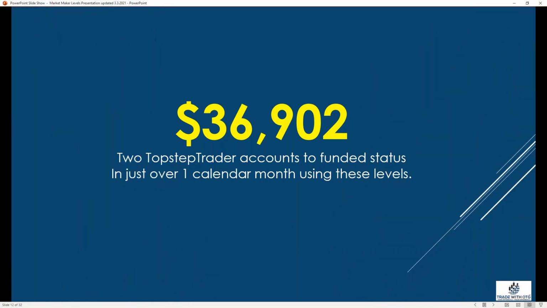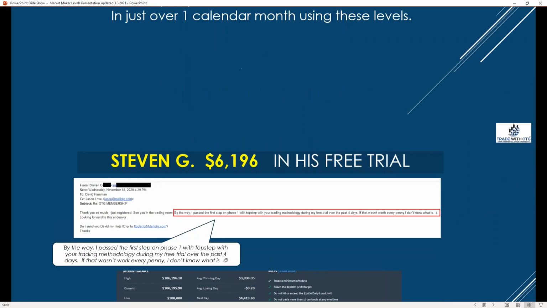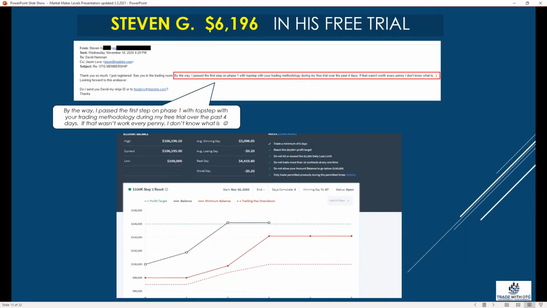All right, so what I just showed you here in terms of profit in 2 Top Step Trader accounts, the 50K account and the 150K account, we grew those accounts and passed those trading combines with $36,902 in one single calendar month. Now, Top Step Trader is not the only one that we go through, and I'll tell you about that in just a minute, but we had a guest in our room around that same time.